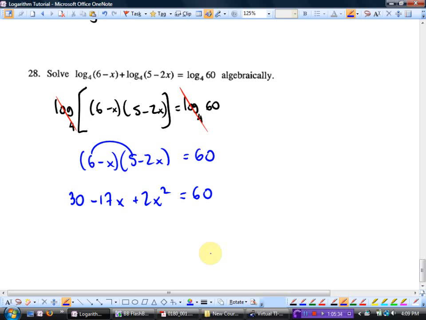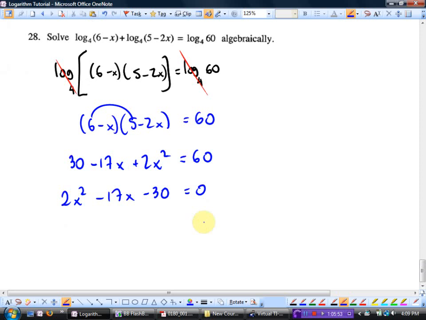How do I solve a quadratic? First thing, before I do anything else, got to make it equal to zero. It's going to be 2x squared, minus 17x, and when I minus 60 from this 30, it's going to be minus 30 equals zero. And now you have to be able to solve a quadratic equation.